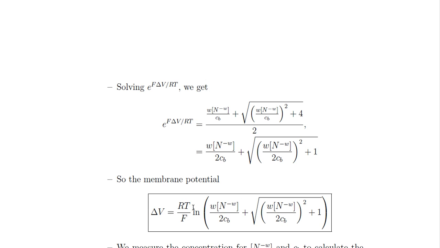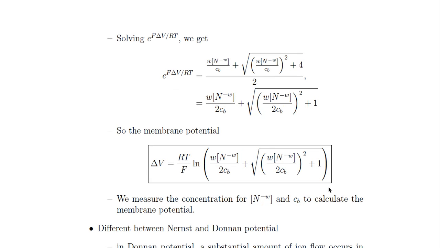Okay, so RT over F ln W. So we measure the concentration of the polyion, and the concentration of Cb, to calculate the membrane potential. Okay, so we measure the concentration of this. Then we can know the membrane potential for this cell.